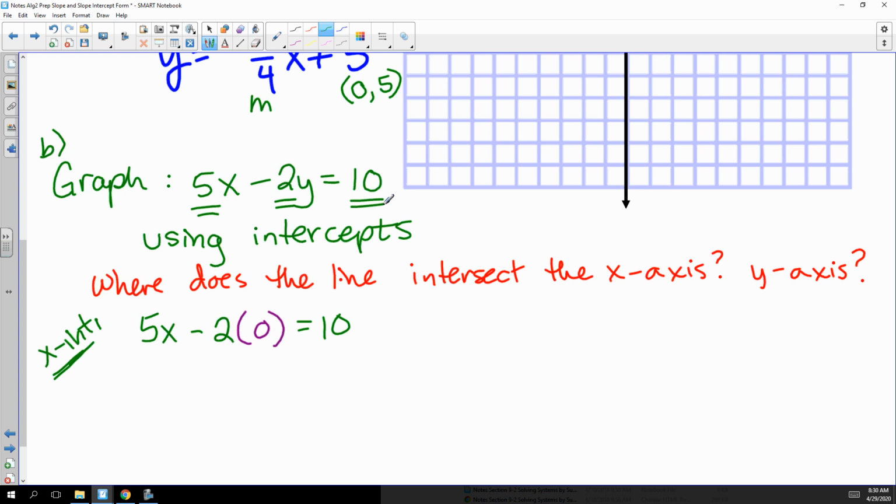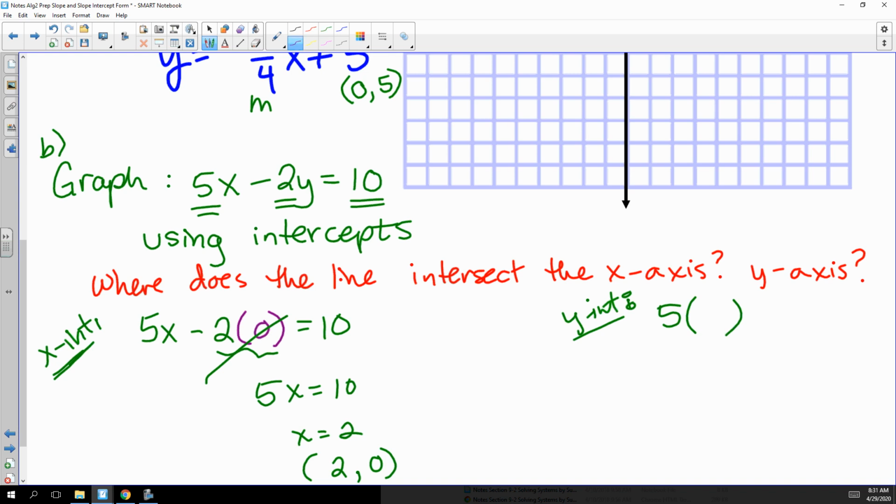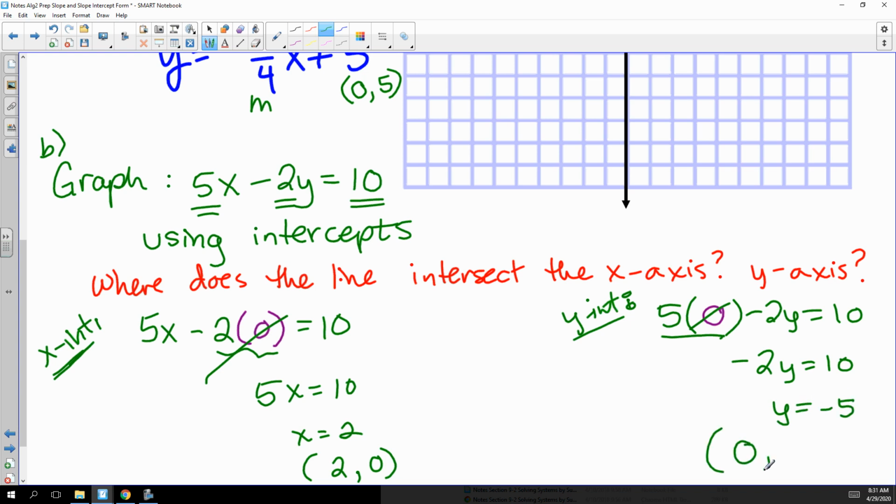And then that makes this whole term go away, and we get 5x equals 10, x equals 2, and that's the ordered pair (2, 0). That's an x-intercept. Now let's do the y-intercept. You can put it in slope-intercept form if you really want to, but it's much easier to recall that every y-intercept has an x-coordinate of 0. So 5 times 0 minus 2y equals 10. This term goes away. Negative 2y equals 10. Y equals negative 5. And that's the ordered pair (0, -5).